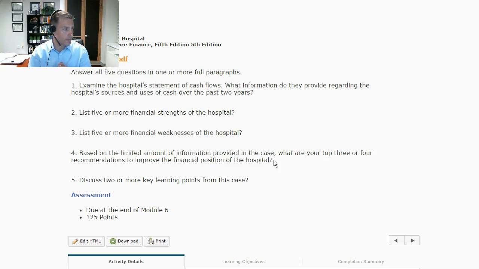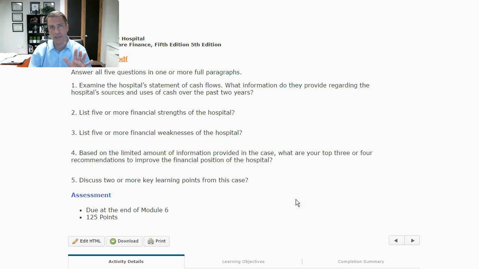Those three or four recommendations, and then discuss two or more key learning points from the case. What were some of the things that opened it up to you, where you felt, oh yeah, this really showed me how XYZ really affects the bottom line, or could affect operations within our River Community Hospital here or any given hospital. So come up with those. Those are going to be personal to you, but the case is generated around some general concepts. So you're going to be answering those five questions.